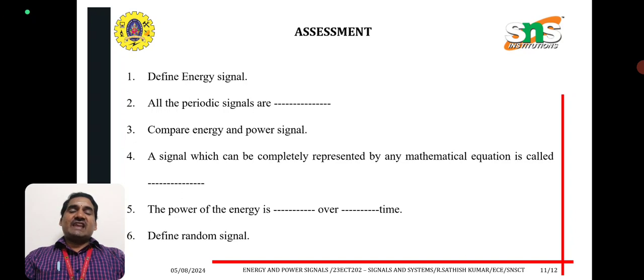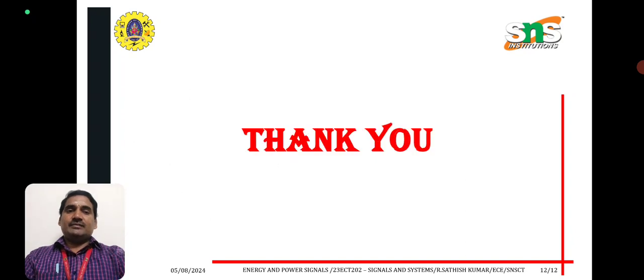A signal which can be completely represented by any mathematical equation is called a deterministic signal. The power of an energy signal is zero over infinite time. Define random signal. A signal which cannot be completely represented by any mathematical equation is called a random signal. Example, noise signal. Thank you.